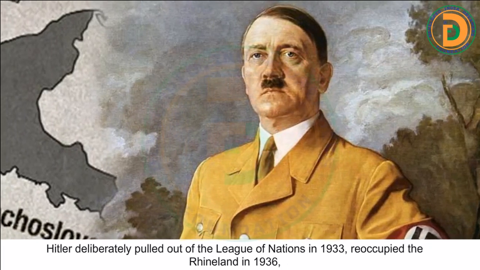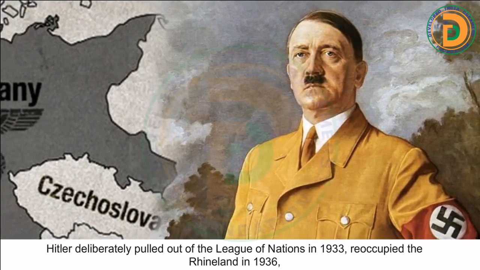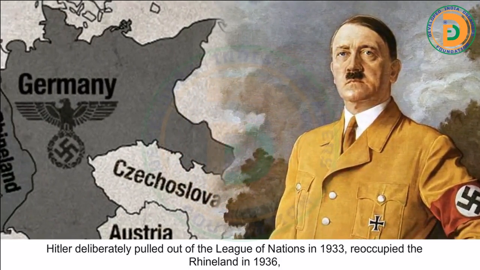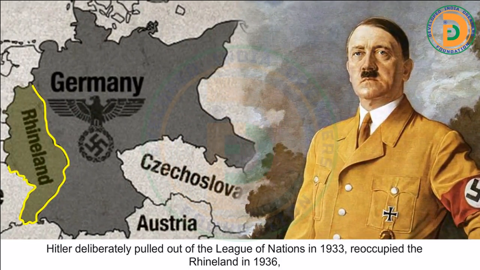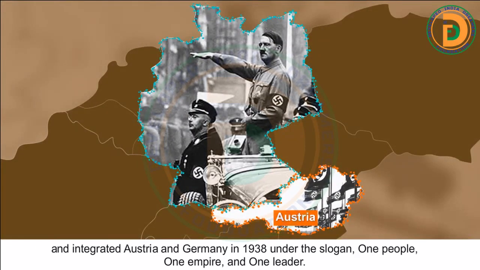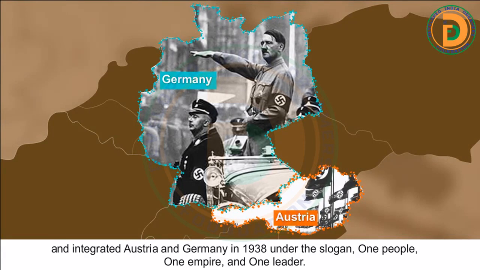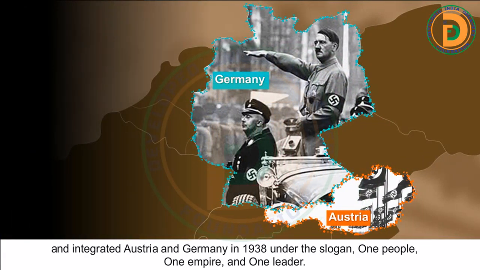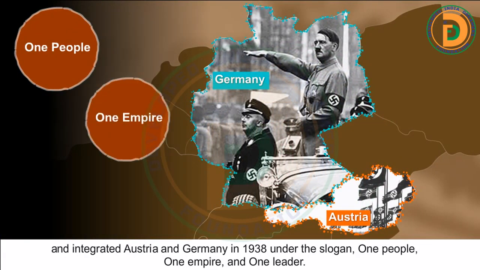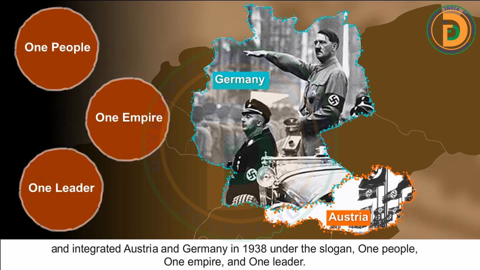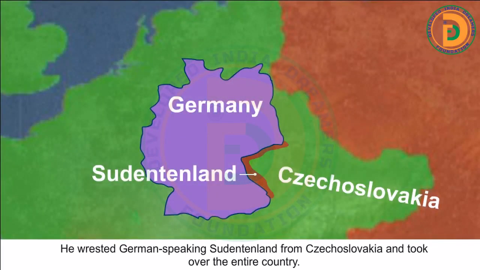Hitler deliberately pulled out of the League of Nations in 1933, reoccupied the Rhineland in 1936, and integrated Austria and Germany in 1938 under the slogan, "One People, One Empire, and One Leader." He wrested German-speaking Sudetenland from Czechoslovakia and took over the entire country.